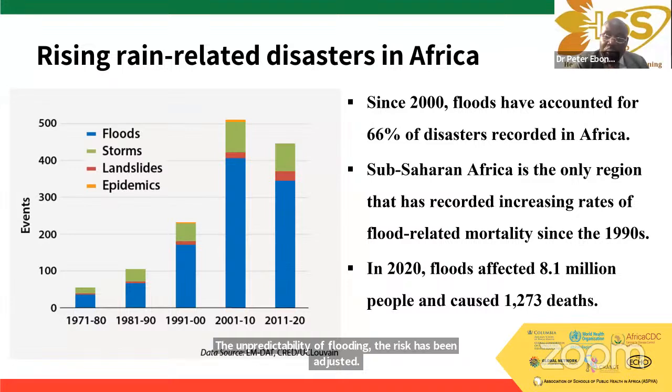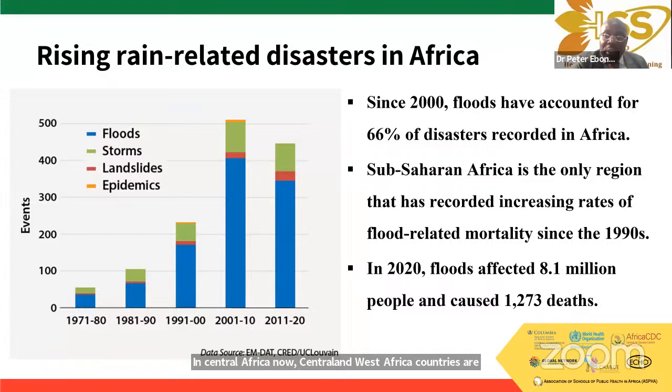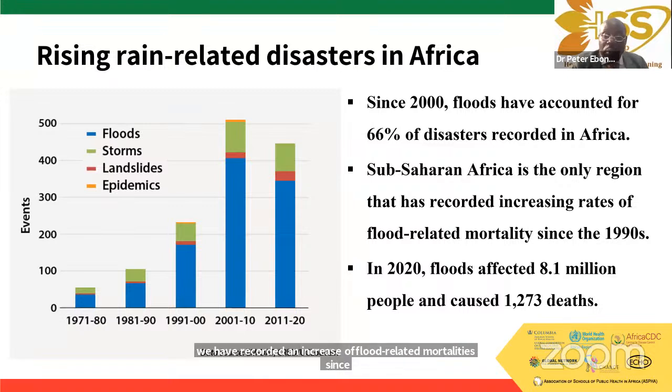In Sub-Saharan Africa, we can notice that this is the only region in the world that has recorded an increasing rate of flood-related mortality since the 90s. And in 2020, floods affected 8.1 million people and caused more than 1,200 deaths.